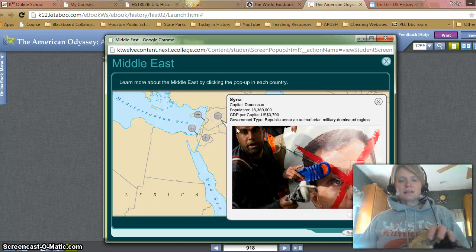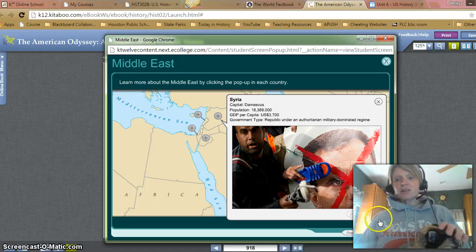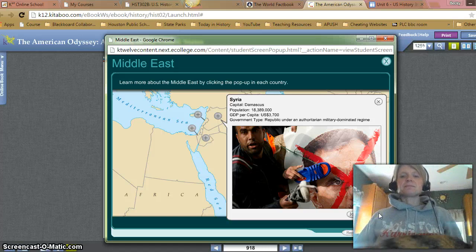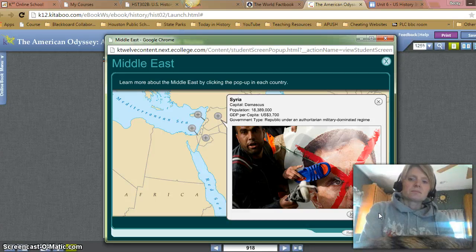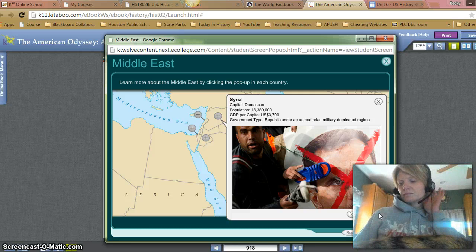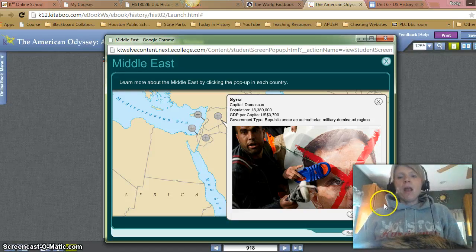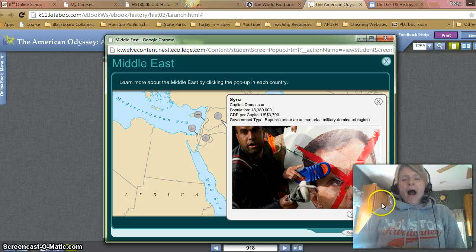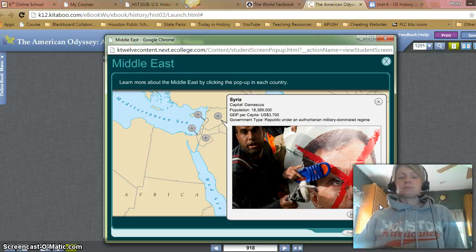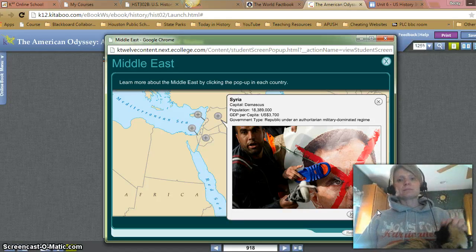Next, Syria. Capital is Damascus. Government type, republic under authoritarian military-dominated regime. During the 1990s, the United States and Syria worked together in some areas of concern, but that cooperation weakened after 2003 as the U.S. attempted to stop militants from entering Iraq, and as the Syrian government's regard for human rights diminished. Attempts to improve relations began in 2009.